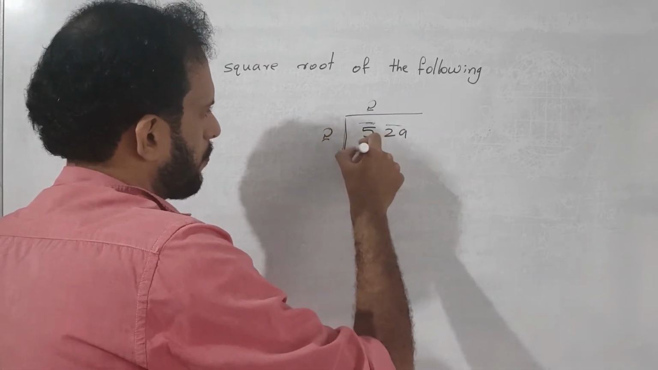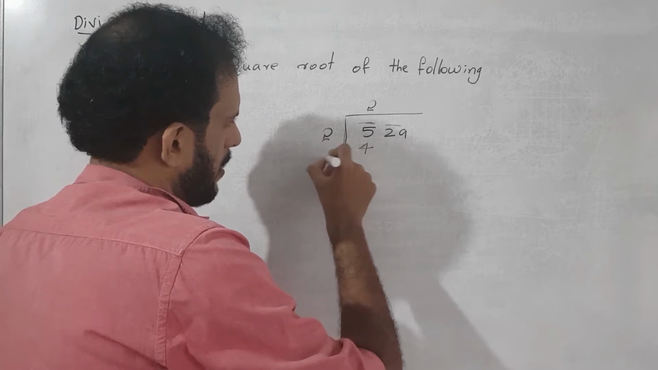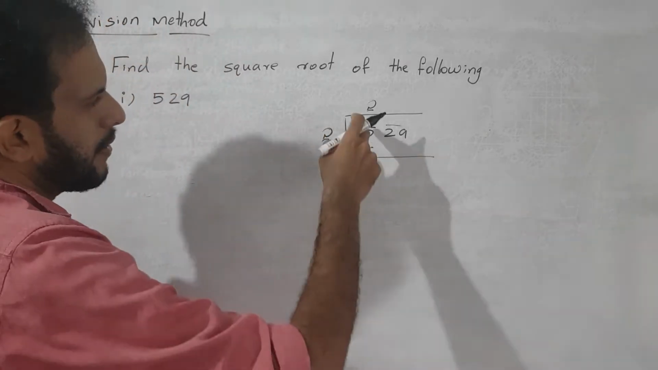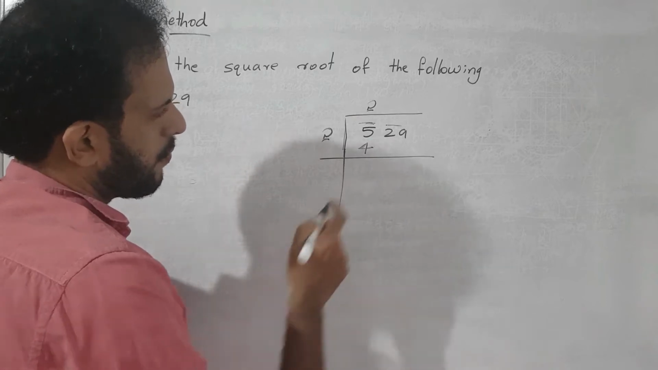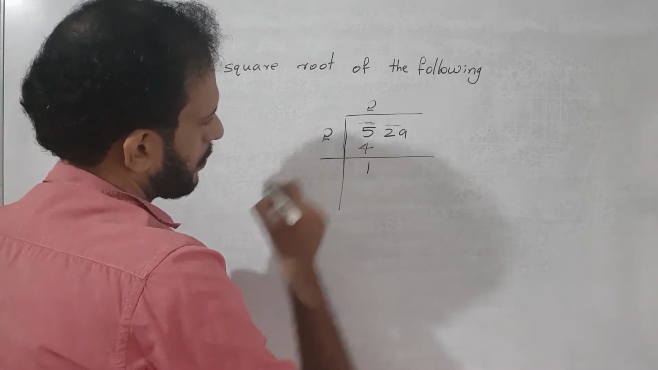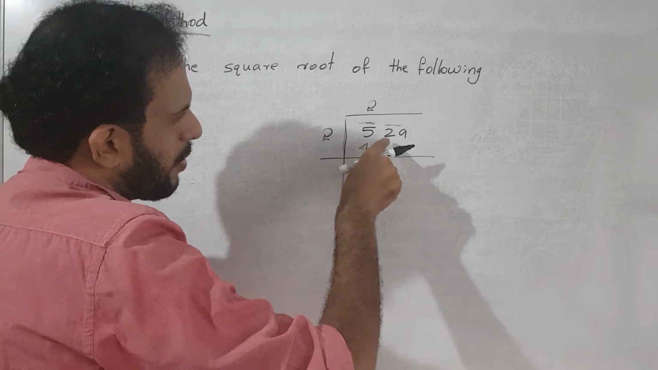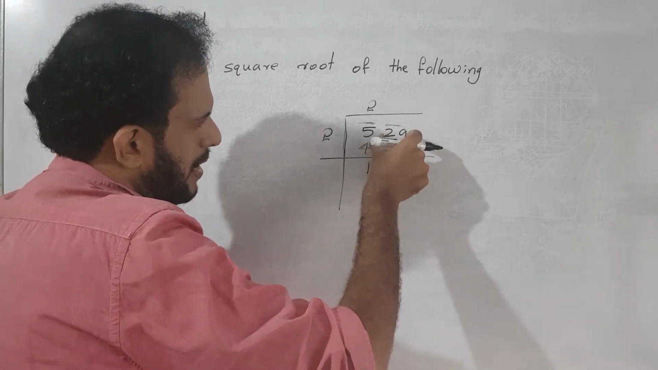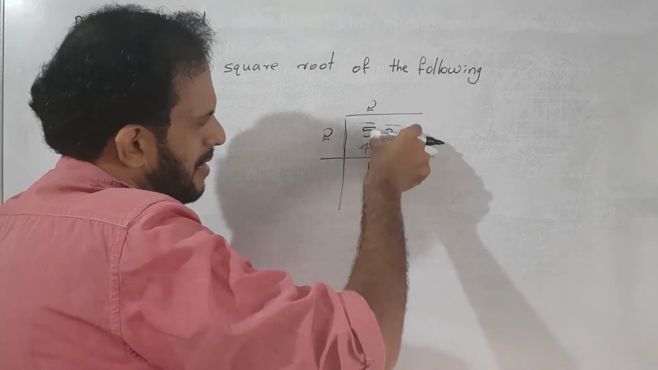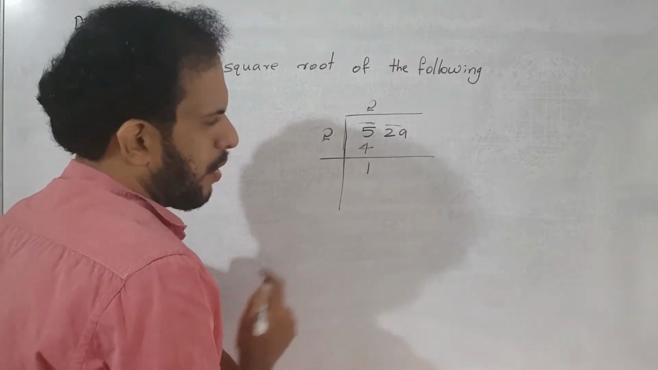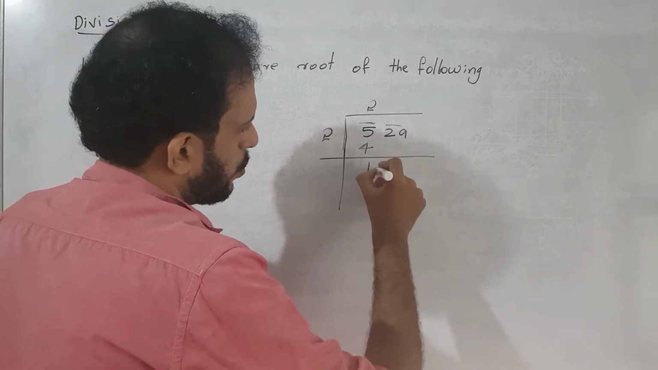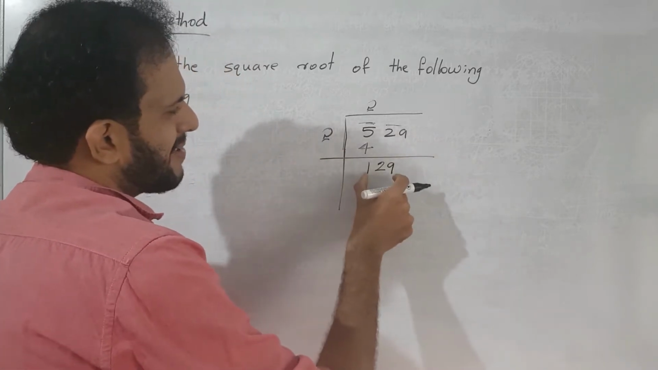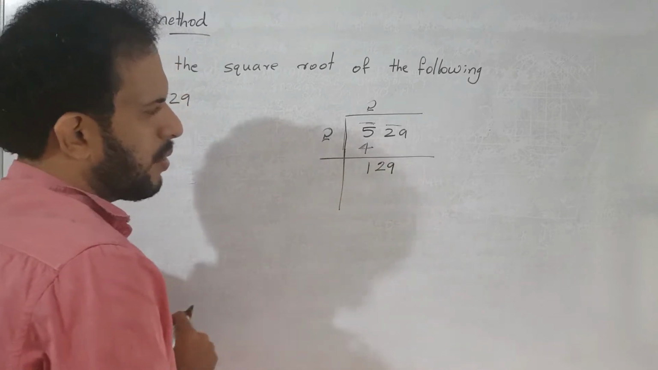is equal to 4. Then we subtract: 5 minus 4 is 1. Then next we put down not a single digit but the group of digits under the bar. Put down that one, 29, not 2, then 29. Now the next dividend is 129.